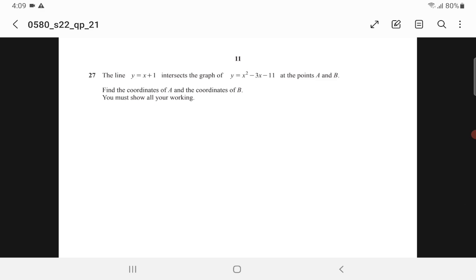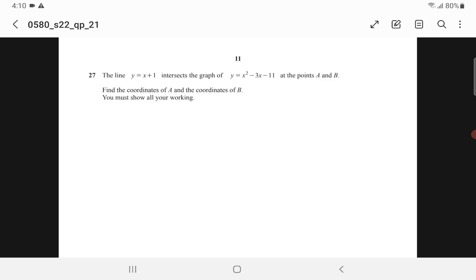Okay, the line y is equal to x plus 1, this one will be a straight line, intersect the graph of y is equal to x squared minus 3x minus 11 at the points a and b. Okay, so actually the points a and b should be matched to both equations, the linear equation and quadratic equation should be the same. Find the coordinates of a and the coordinates of b. You must show all your working.